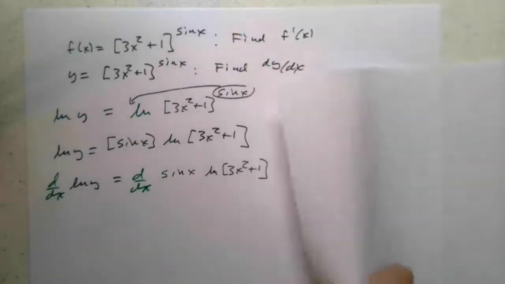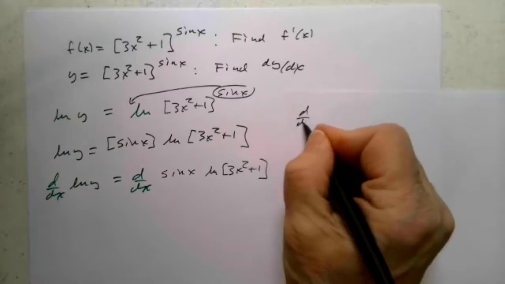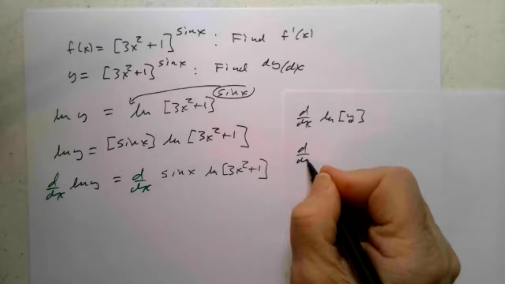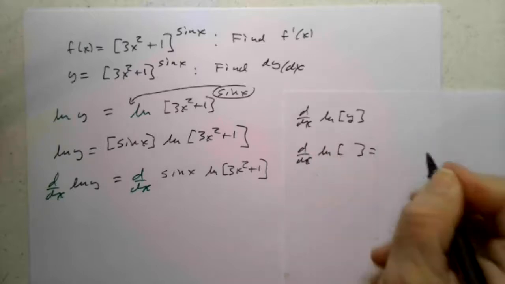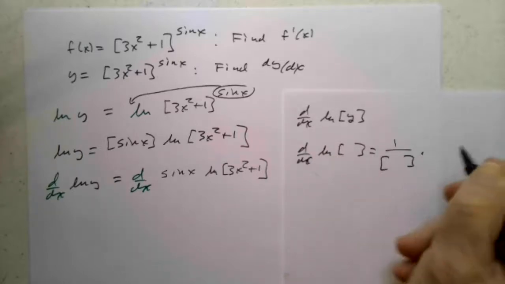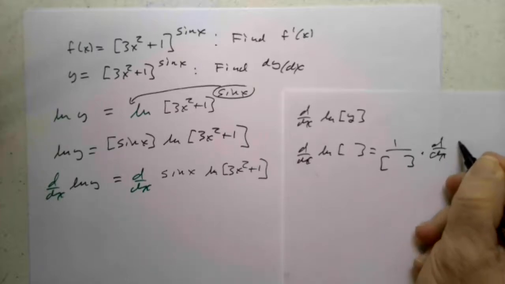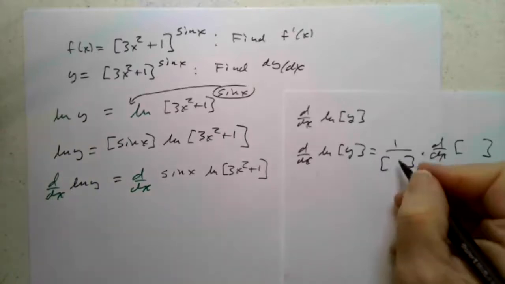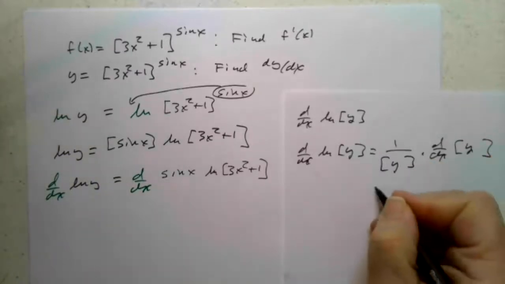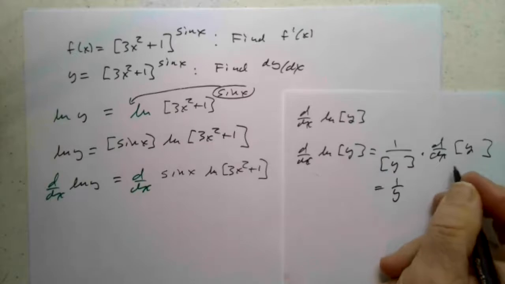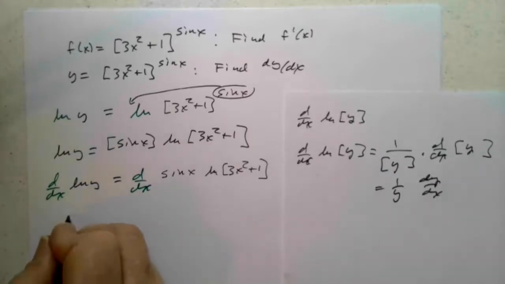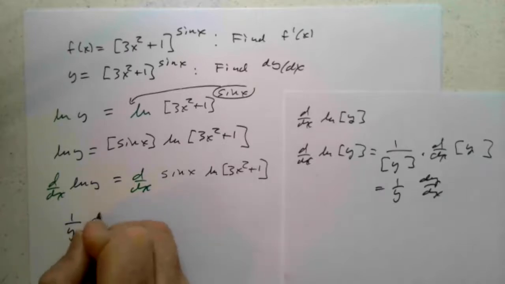All right, well, how about the derivative with respect to x of natural log of y? What is that going to be? The derivative with respect to x of the natural log of something is 1 over the something times the derivative with respect to x of the something. Our something here being y. So the derivative of natural log y is 1 over y times the derivative with respect to x of y. The derivative with respect to x of y is dy/dx. So this first part here is 1 over y, dy/dx.